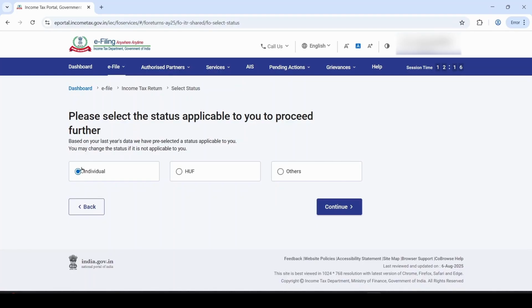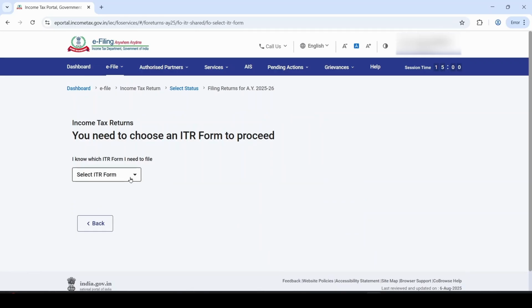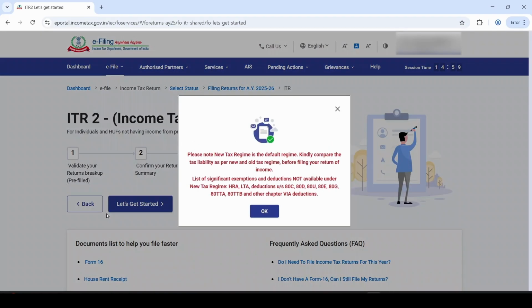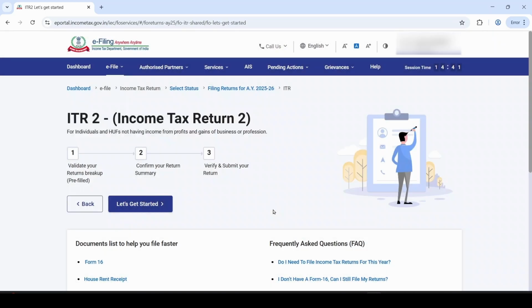Here select the status as an individual. Click on continue. Select ITR form. Select ITR2. Click on proceed with ITR2. Here one note will pop up that the new regime will be our default regime. Click on OK. Click on let's get started.